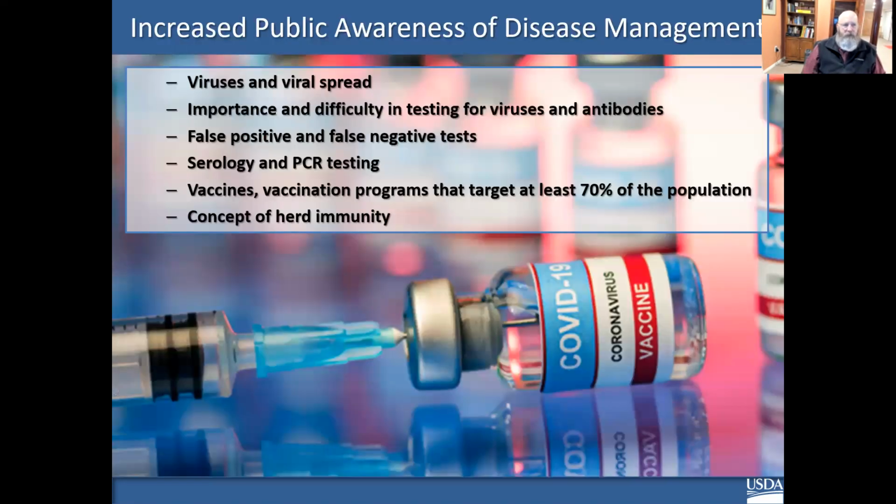I also think there's been some increased awareness of disease management related to the COVID-19 pandemic. The public has a general idea about things like serology and PCR testing and the concept of herd immunity, and viruses and viral spread and spillover. That helps inform us when we talk about disease management in wildlife populations, because they now have a sense for what we're talking about. And that generally is going to be helpful, I think, as we move forward with wildlife disease management.